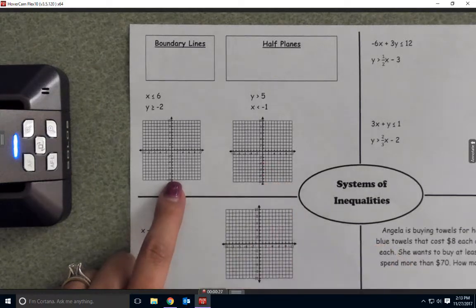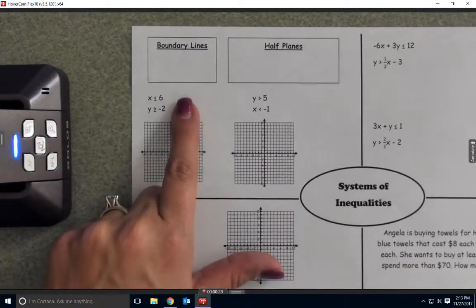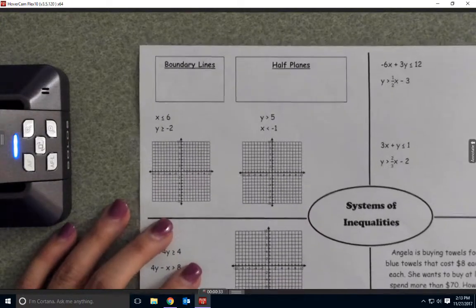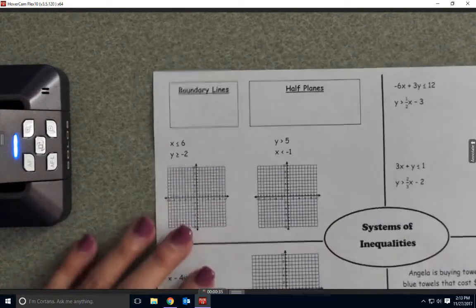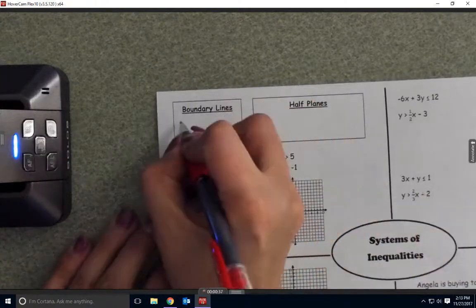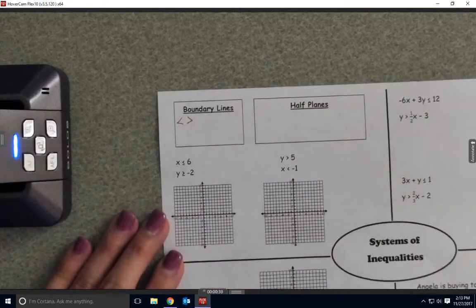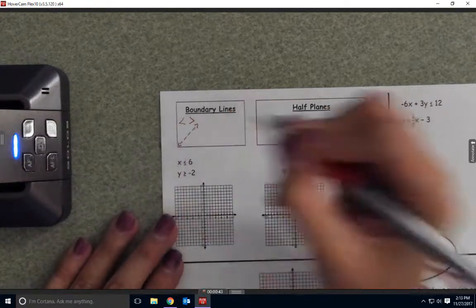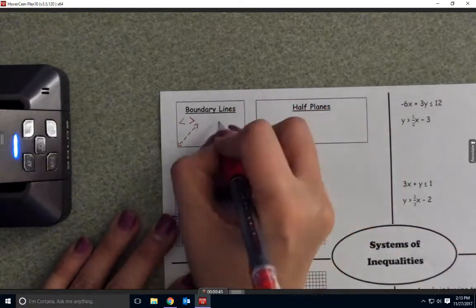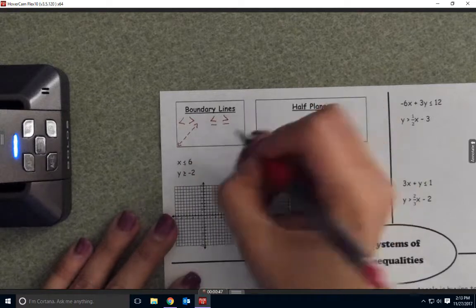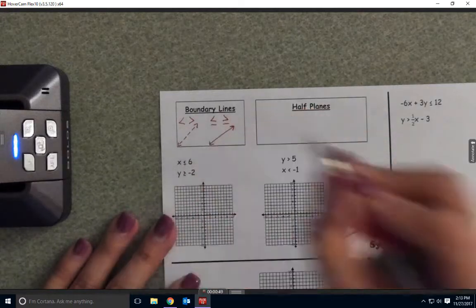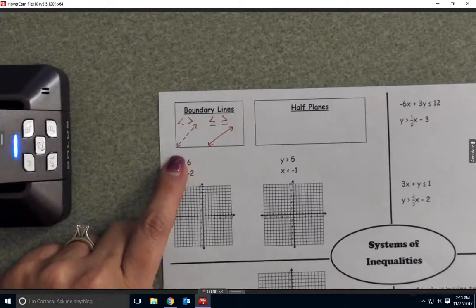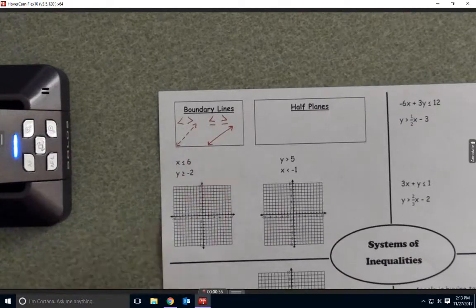I do have some blank graphs here, but we need to make sure we review some of these concepts. Remember, we have boundary lines, and this is the way you're going to be graphing these lines. If you have just a less than or a greater than sign, when you connect those points, it's actually connected by a dotted line. And if it's equal to, it's going to be a solid line. So for our boundary lines, you have to look if it's less than or greater than, it's dotted. If it's equal to, it's going to be that solid line.